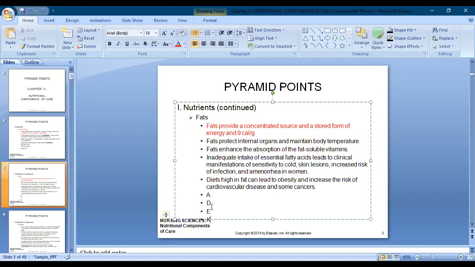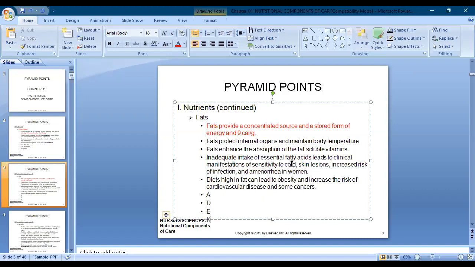So the sources of fat are egg yolk, liver, then some butter, cheese, or margarine, right? So here, fat protects the internal organs and maintains the body temperature. Fat enhances the absorption of fat-soluble vitamins. These are the fat-soluble vitamins.